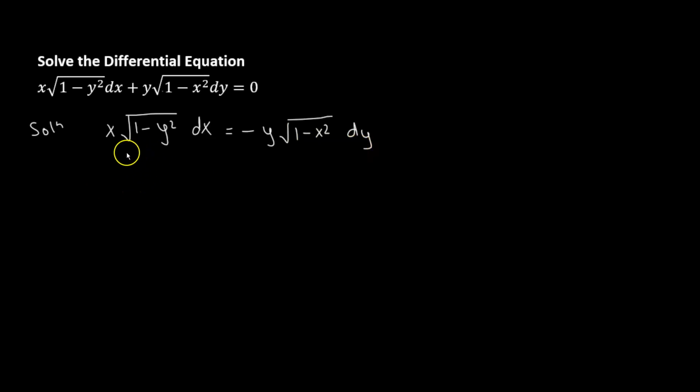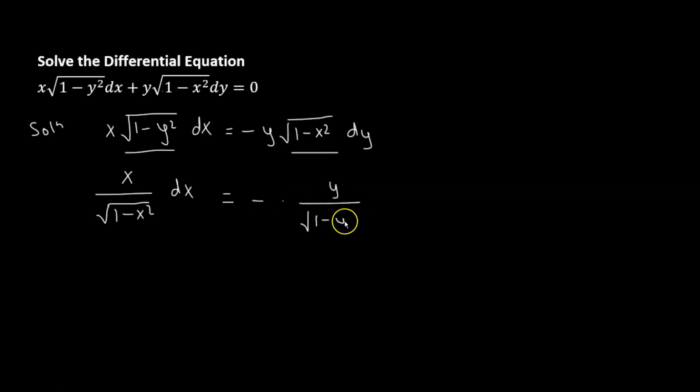Now we will divide both sides by square root of 1 minus y squared times square root of 1 minus x squared. So that leaves us with x divided by square root of 1 minus x squared dx equals negative of y divided by square root of 1 minus y squared dy. Now we can say this is in the separable form, so that means we can integrate both sides.